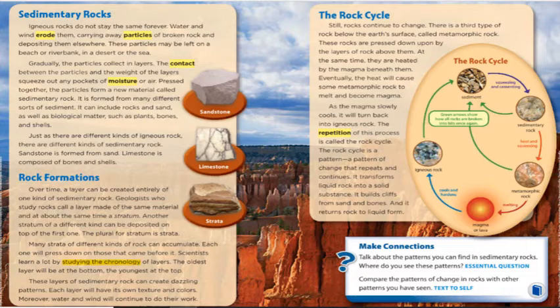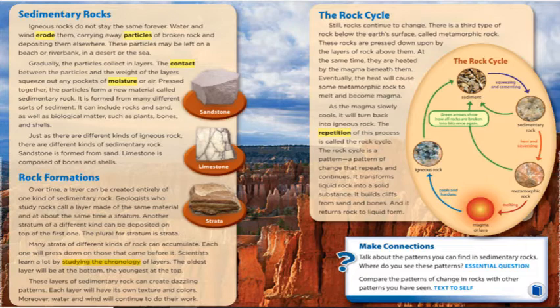The contact between the particles and the weight of the layers squeeze out any pockets of moisture or air. Pressed together, the particles form a new material called sedimentary rock. It is formed from many different sorts of sediment. It can include rocks and sand, as well as biological matter such as plants, bones, and shells. Just as there are different kinds of igneous rocks, there are different kinds of sedimentary rocks. Sandstone is formed from sand. Limestone is composed of bones and shells. You see, this is the sandstone and this is the limestone.